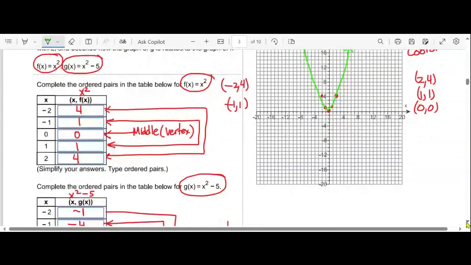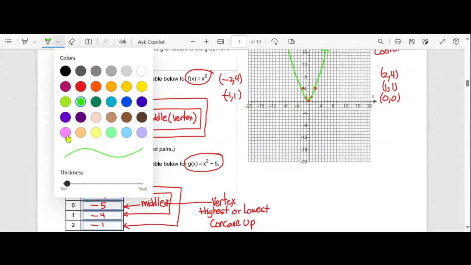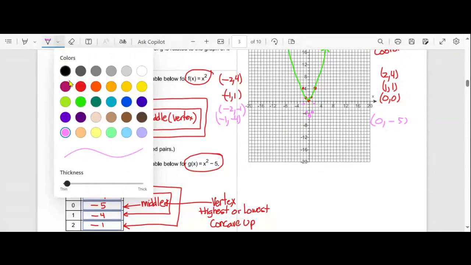For the second line, we'll also put the points there. Let's do it together. I'm going to do it with this color. The first point is 0, -5. Second point is -1, -4. Next point is -2, -1. The other side is going to be 1, -4 and 2, -1. So if you graph this, this is how it's going to look.